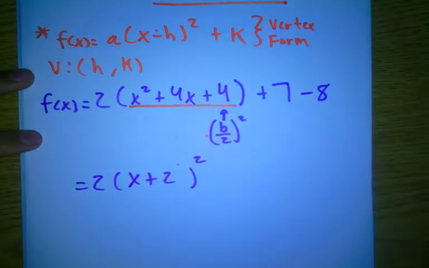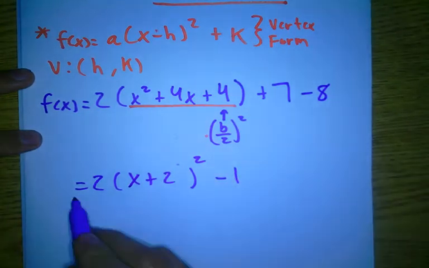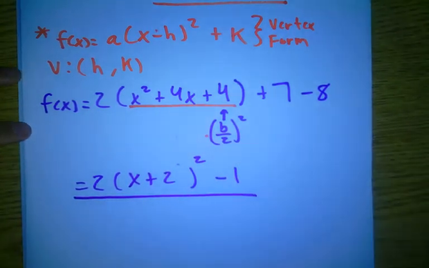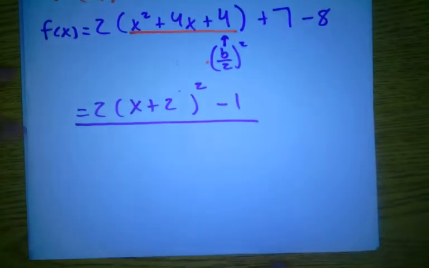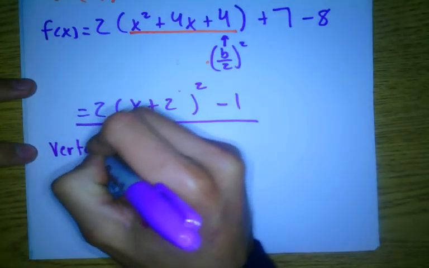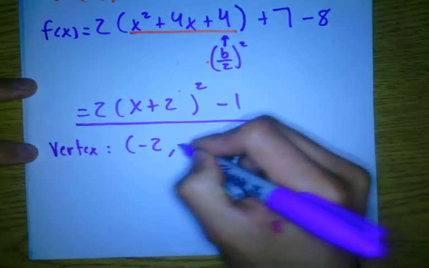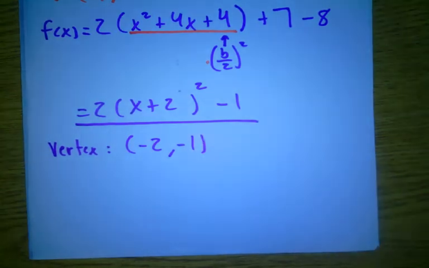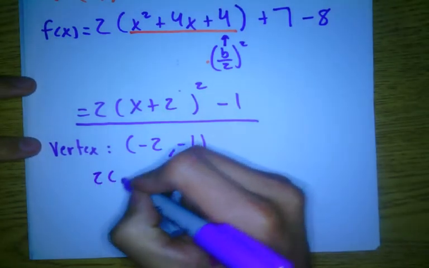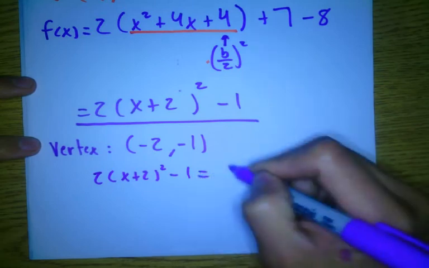And then 7 minus 8, which now looks like the vertex form. Agreed? Yes? Tell me what the vertex is. -2, -1. Beautiful. Okay? Now that I'm in this form, can I still find the x-intercepts? In this form. Well, it's not going to be as easy as the vertex, but can I still set this equal to 0? Absolutely. So I can say 2 times x plus 2 squared minus 1 is equal to 0.